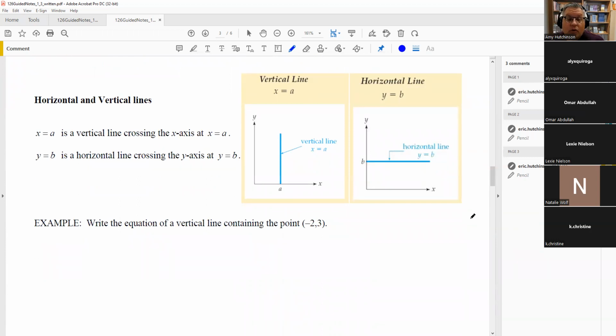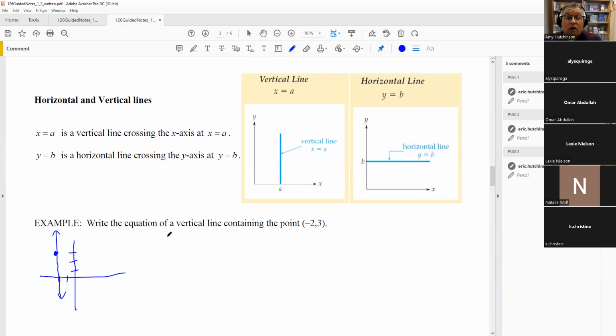One of the types of problems that's going to ask you with this says, write the equation of a vertical line containing the point (-2, 3). Well, let's just draw a quick sketch of this. Let's plot that point. Again, start from (0, 0). We go to the left because it's negative, then we go up 3. And it says we want a vertical line that goes to that point. So let's draw a vertical line.